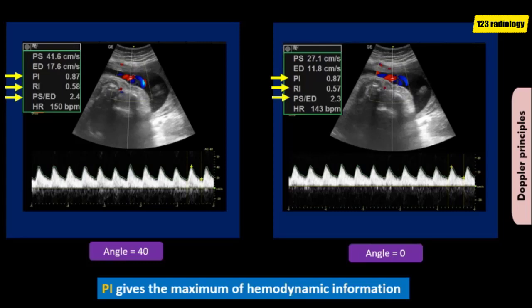Therefore, there is a change in the velocity. But if you look at the Doppler indices, resistive index, pulsatility index, and SD ratio, they are relatively the same on both sides because these Doppler indices are angle independent.